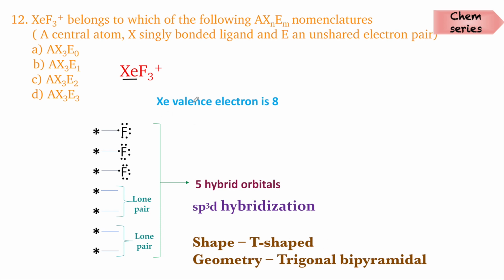So what they are asking is, we have to fill the n and m. n is equal to, how many are there? That is X will be the singly bonded ligand. Singly bonded ligand is fluorine, right? It is singly bonded. How many are there? 3. So n is 3. And coming to E, that is an unshared electron pair, that is the lone pairs. How many unshared electron pairs are there? 2. So your answer will be AX3E2. Fine. And it is option C.